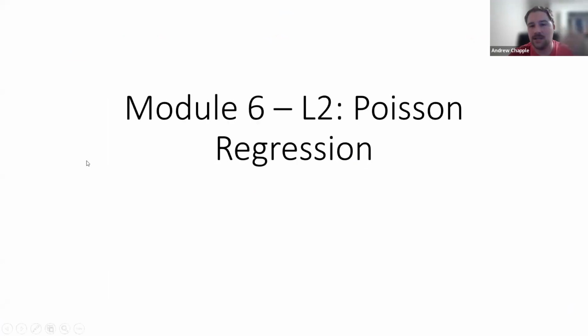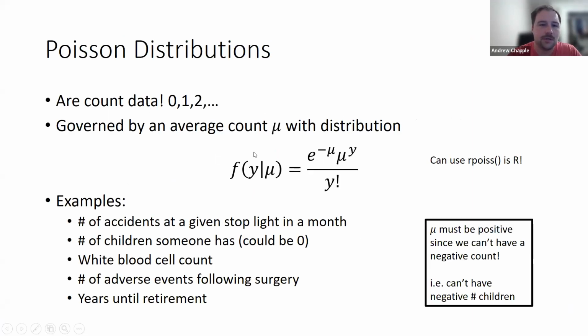So here I have module 6, lecture 2, that's Poisson regression. Poisson distributions are for count data: 0, 1, 2, 3, 4, 5. You can model the number of kids you have as count data, white blood cell count, the number of times you've been in a car accident, those kinds of things. So this is what this looks like, and mu is the mean count here. So the number of accidents at a given stoplight, number of children someone has, white blood cell count, number of adverse events, years until retirement, all of those things are count variables.